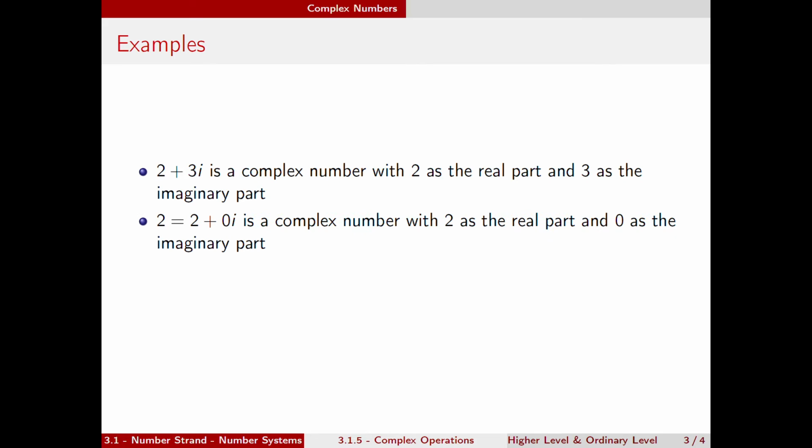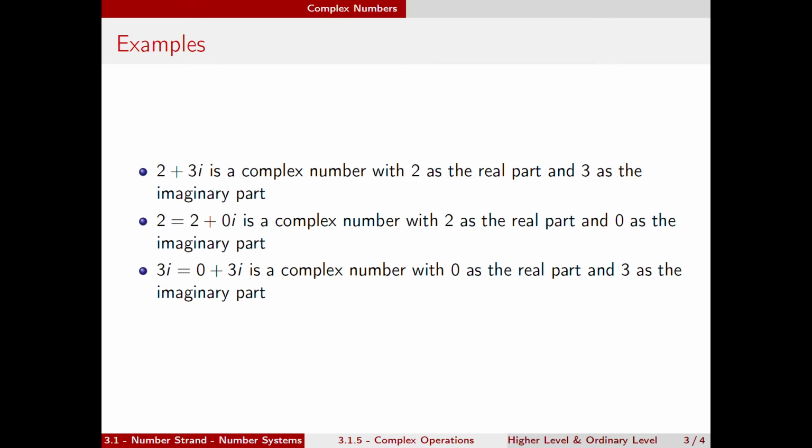2, which is a number we're all familiar with, can be represented as a complex number as 2 plus 0i. So the real part being 2, and again, the coefficient of the i, the 0, is the imaginary part. 3i, a solely imaginary number, can be represented as a complex number as 0 plus 3i, 0 being the real part and 3 is the imaginary part of the complex number.